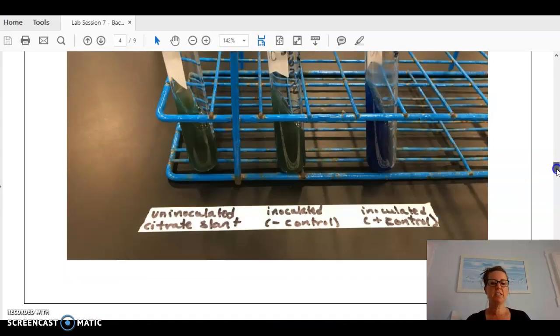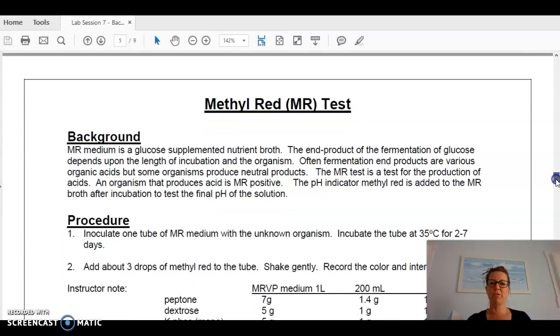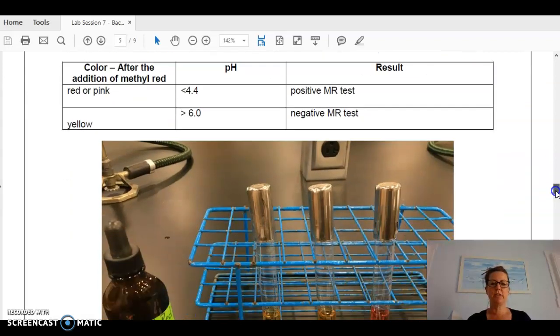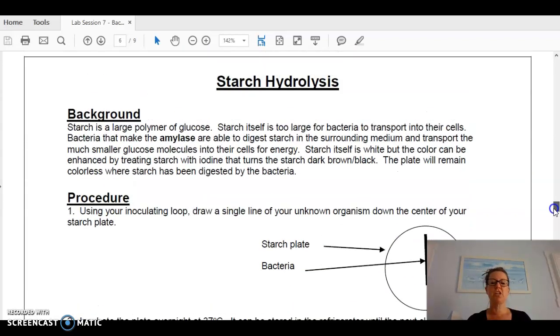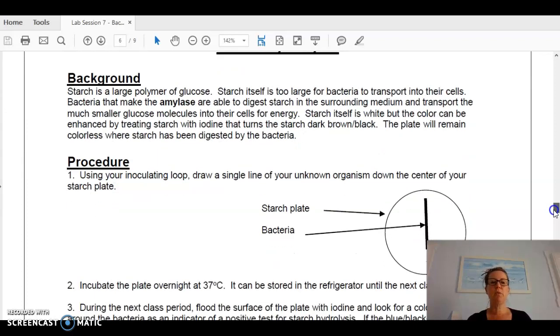All right, so then you go on down and you've got methyl red, and you're going to see here again we have some controls for you. Scroll down a little bit more. Here's starch hydrolysis. So what we would have done here is you would have taken the inoculating loop and just made a single line down your agar plate.